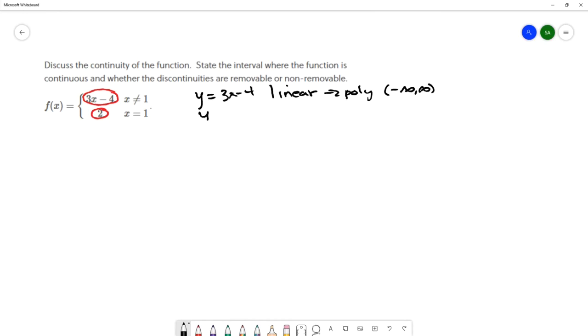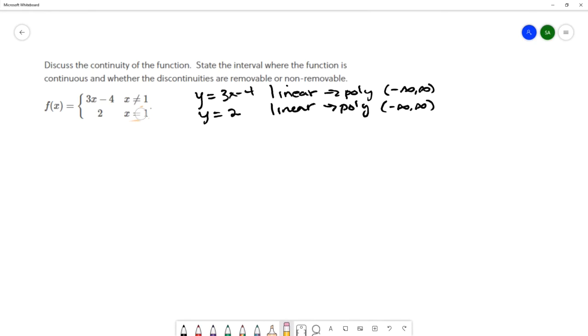The second equation, y equals 2, is a horizontal line. It's also a linear equation, which is a polynomial and has a domain of all real numbers and is continuous on all real numbers. So for this piecewise defined function, we really need to just pay attention to where these two functions are being pieced together, where they're being joined together, to see if it is a continuous function.